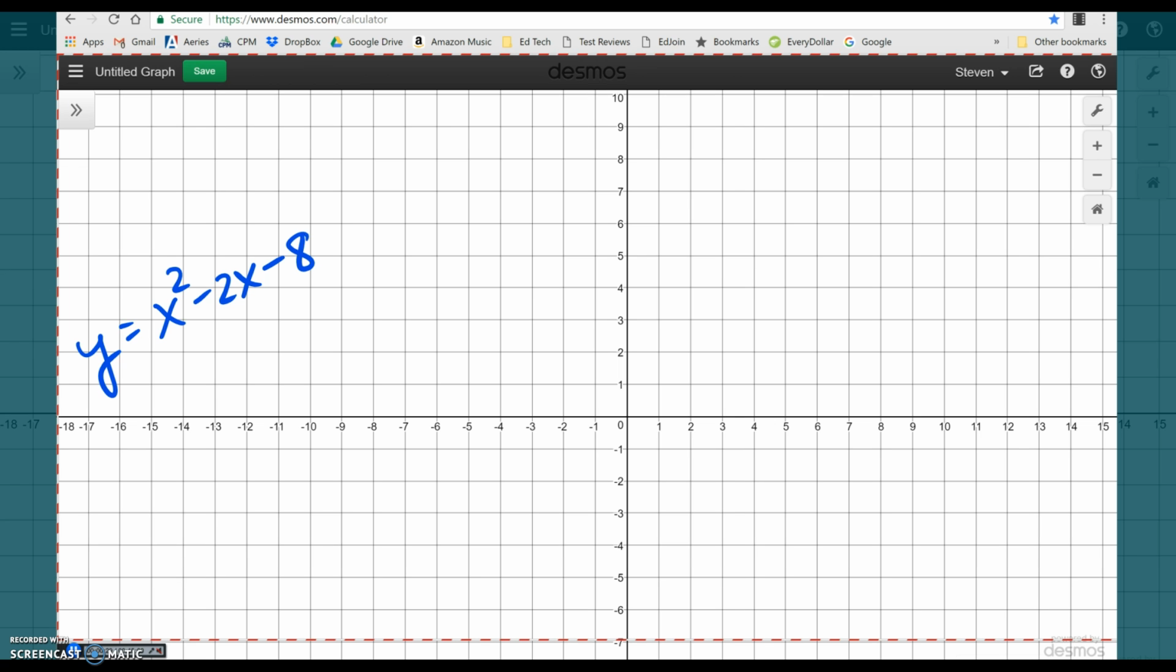This is a quadratic, so I want to convert this to graphing form. That way we can tell what the locator point is, and it makes it easier for us to graph. We're going to do that by completing the square. Add 8 to both sides.